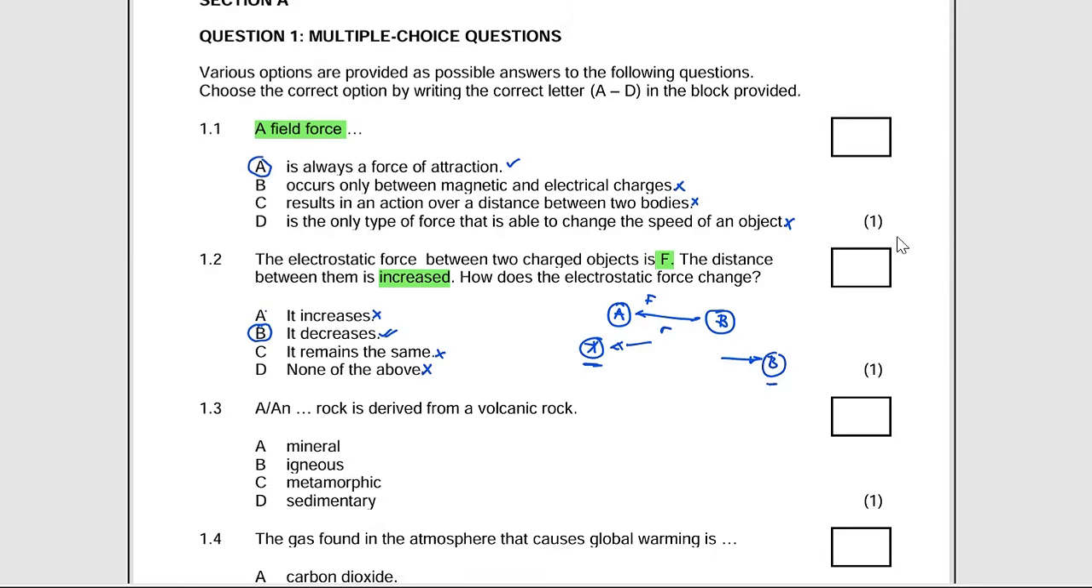Then we'll proceed to question 1.3 that says a blank rock is derived from a volcanic rock, right? So a mineral is incorrect there. Then sedimentary is also incorrect. Then we also have igneous versus metamorphic rock. According to this, I would opt to go for a metamorphic rock. So this is our correct answer. The most important term there is derived. Take note of derived, right? So that's our correct option, which is option C.